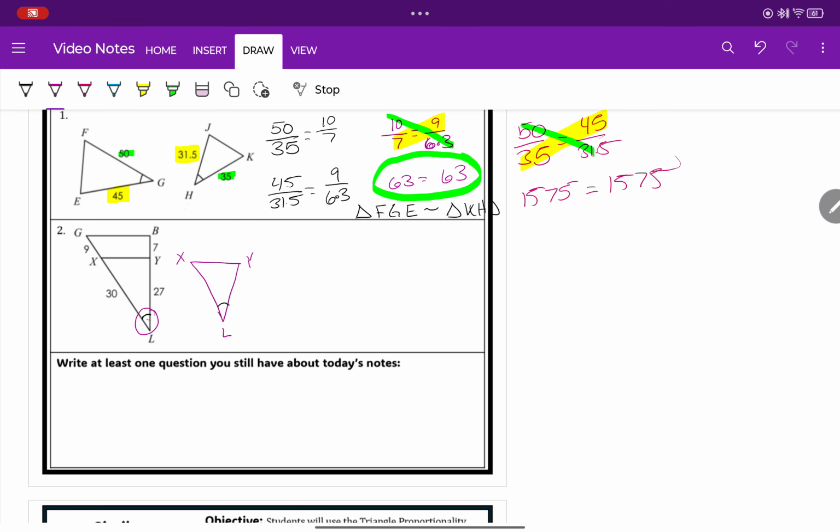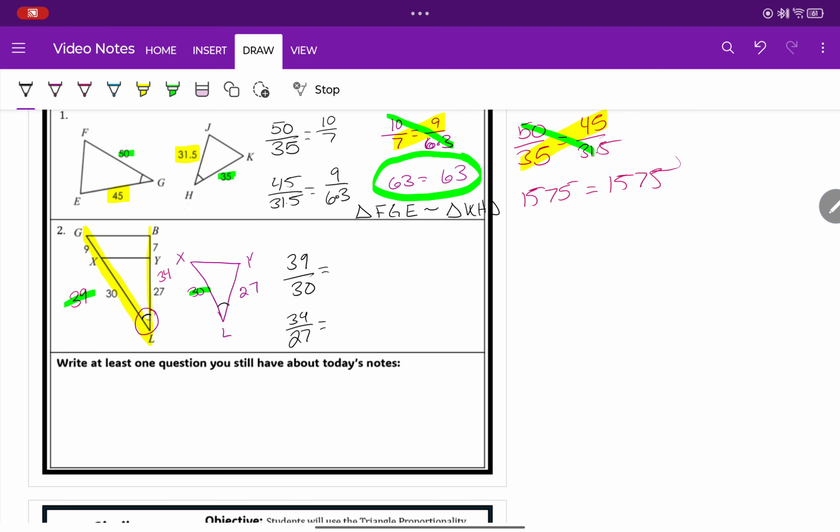So I'm going to go ahead and write out my values. So I have segment XL is 30, segment YL is 27, segment GL is 39, and segment BY is 34. So just like before, I'm going to take my larger two values for my proportions. I have 39 over 30, and I have 34 over 27.